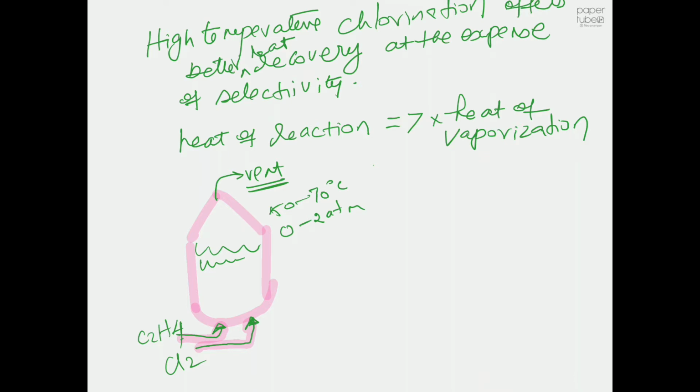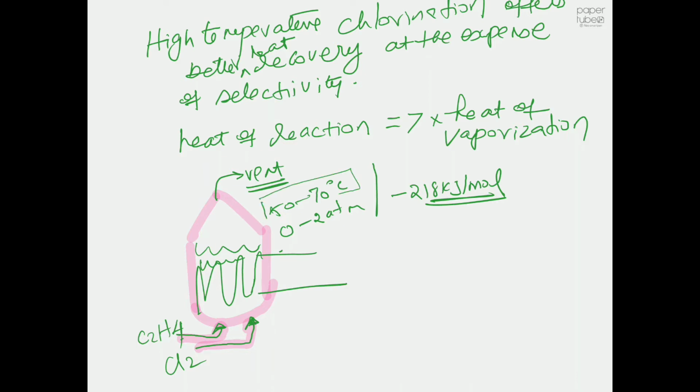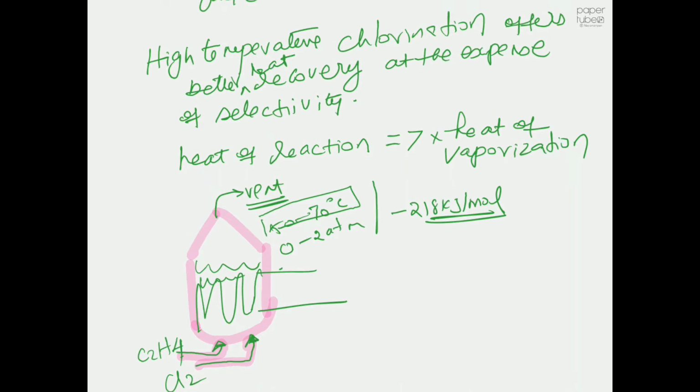And as I said, this is a highly exothermic reaction, minus 218 kilojoules per mole. So we have to remove the heat using some internal coil in order to maintain the temperature of 50 to 70 degrees centigrade. This is something that you should remember: if we decide to go for low temperature direct chlorination, then you should think about how to remove the heat.